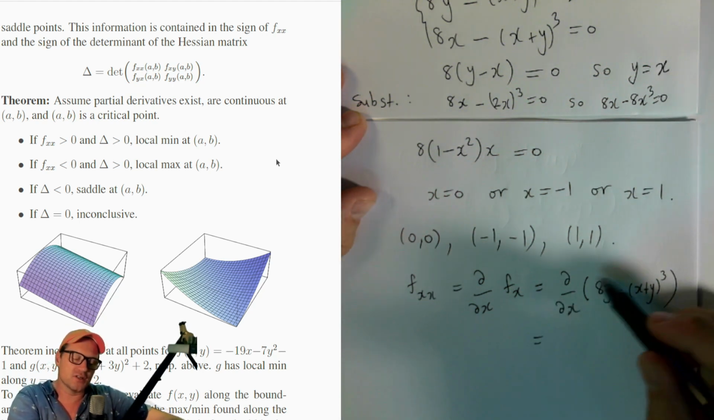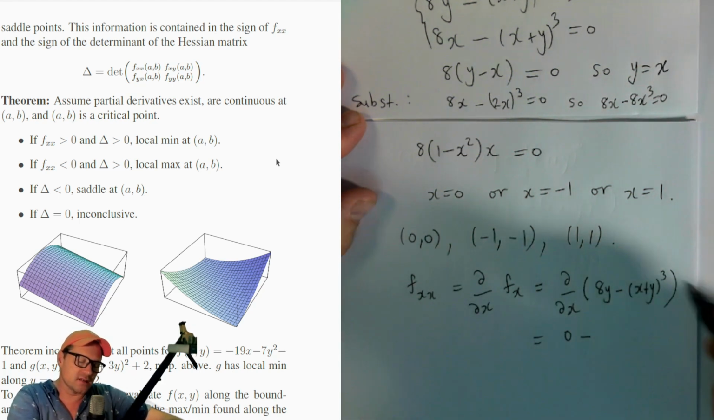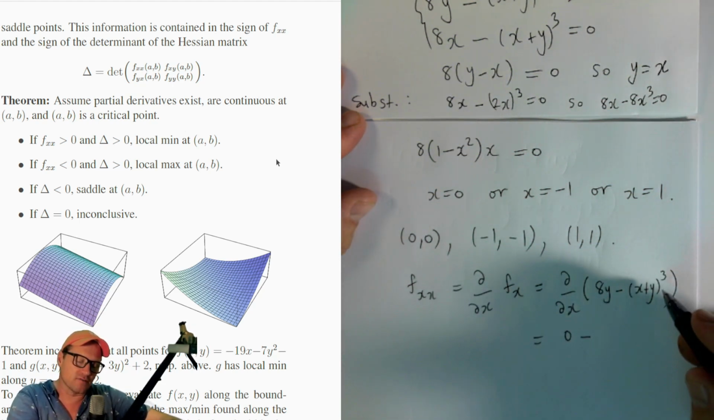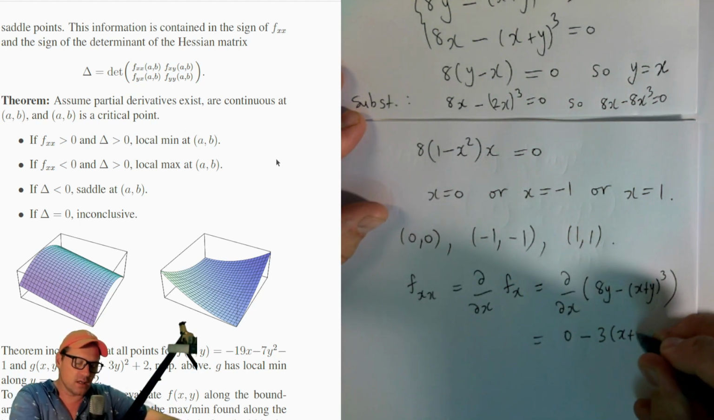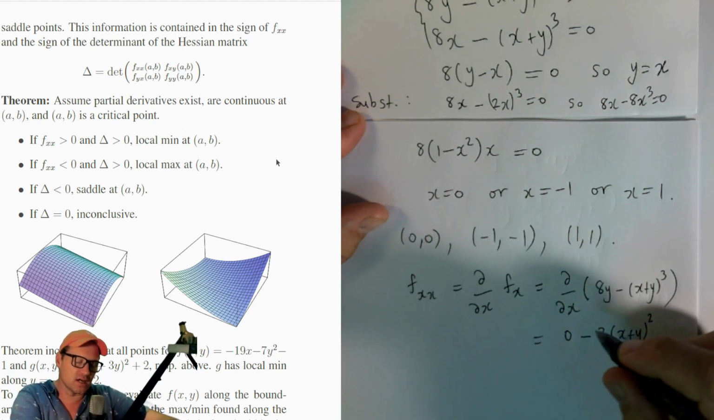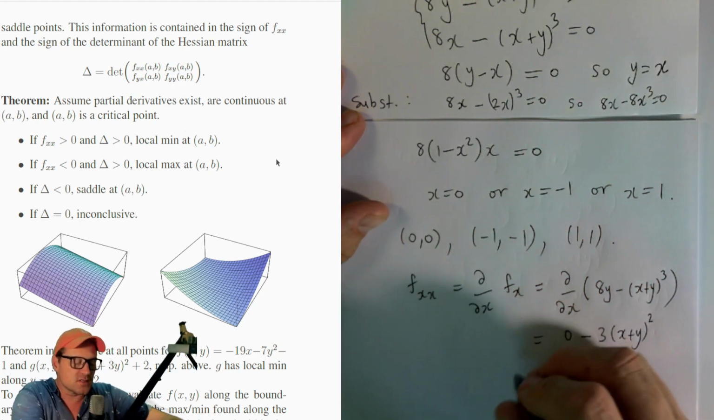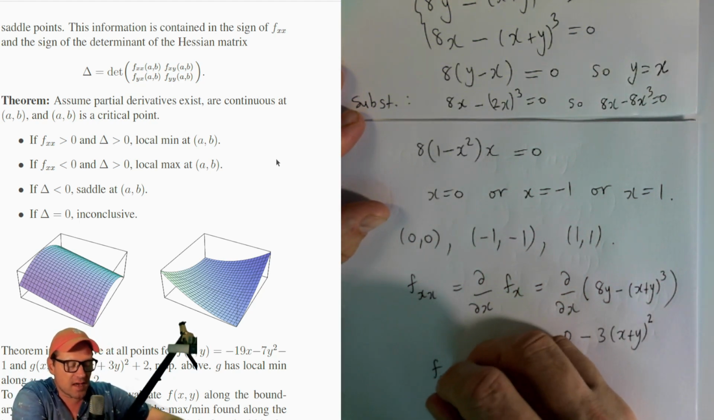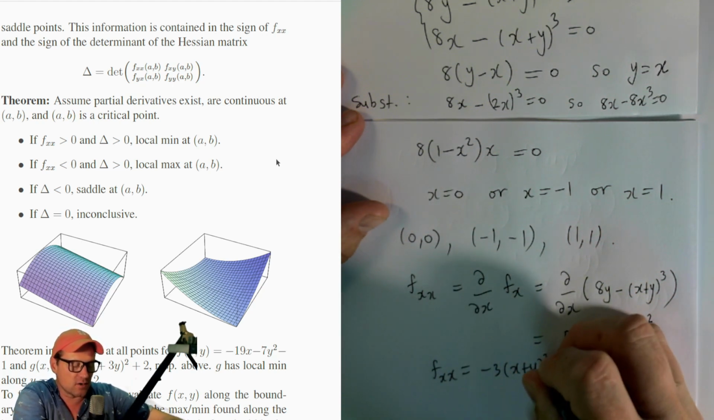And so differentiating 8y with respect to x partially, we've got 0 for that. And then differentiating (x + y)^3 with respect to x partially, the 3 comes down. So we have minus 3(x + y)^2 times the derivative of x + y with respect to x partially, but that's just 1. So we see then that fxx is -3(x + y)^2.